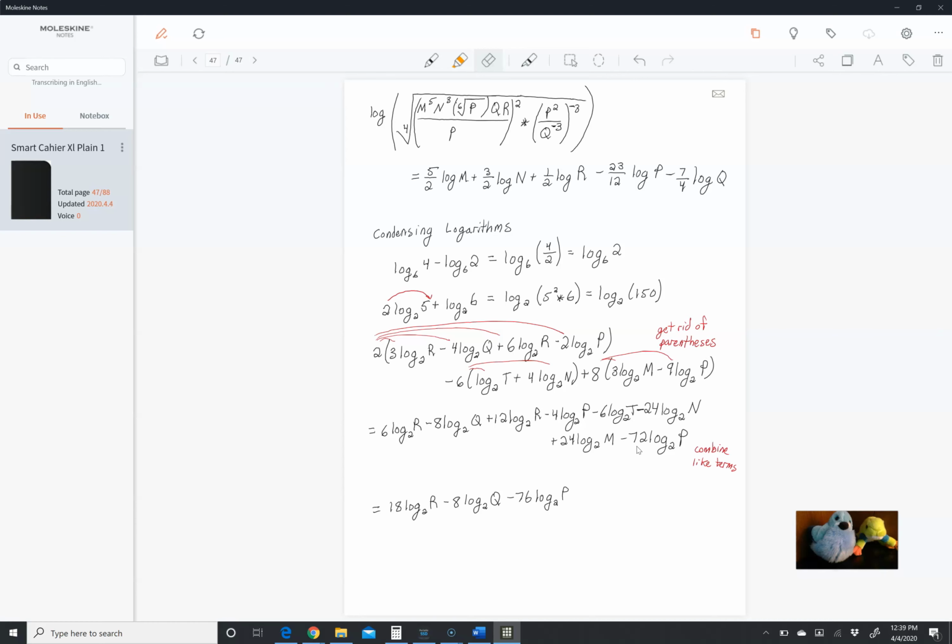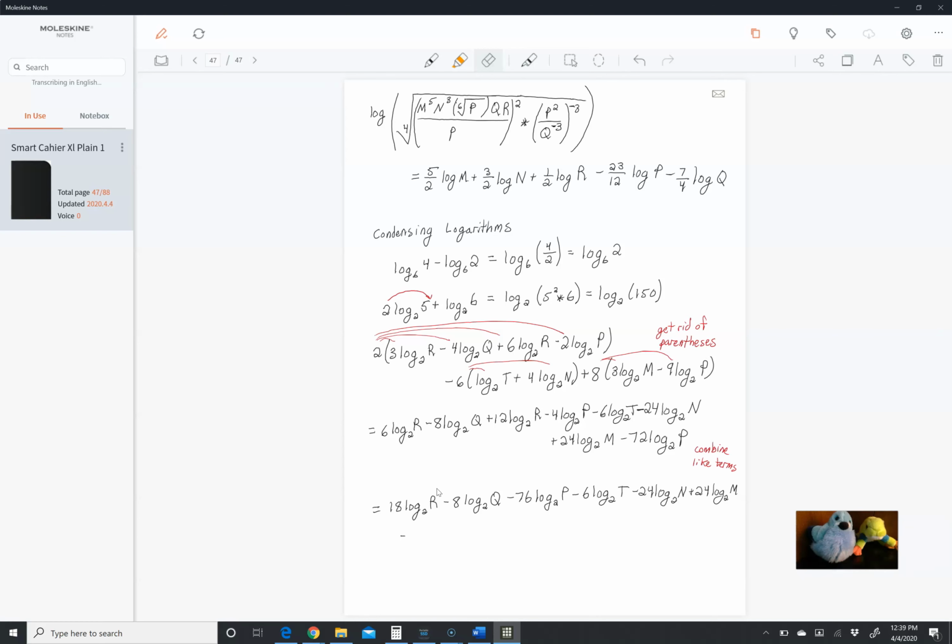And then we don't have any more like terms, so we just have minus 6 log base 2 of t minus 24 log base 2 of n, and then plus 24 log base 2 of m. Now you can take your coefficients and move them into exponents. Now you can skip this step, I'm not going to, but you absolutely can.